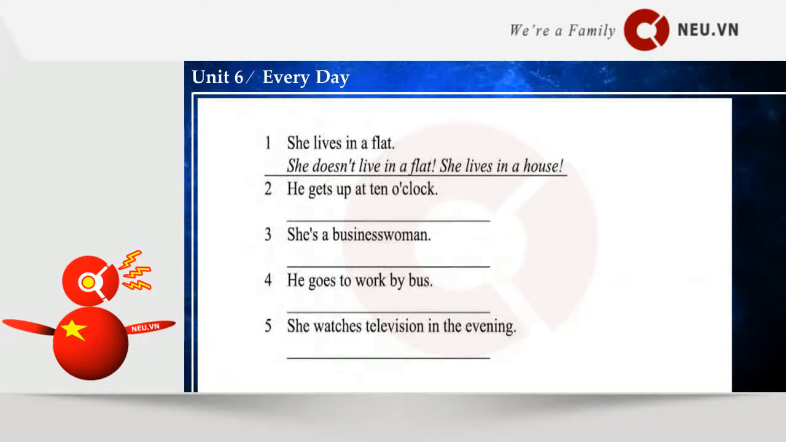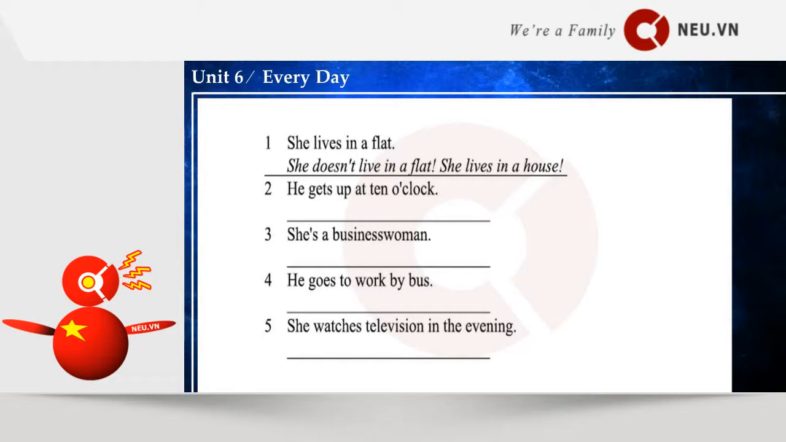Tape script 6.13. Negatives and pronunciation. 1. She lives in a flat. She doesn't live in a flat. She lives in a house. 2. He gets up at 10 o'clock. He doesn't get up at 10 o'clock. He gets up at 6 o'clock.